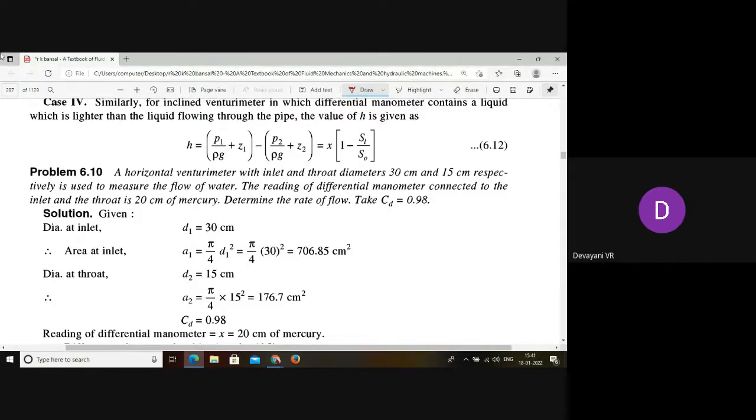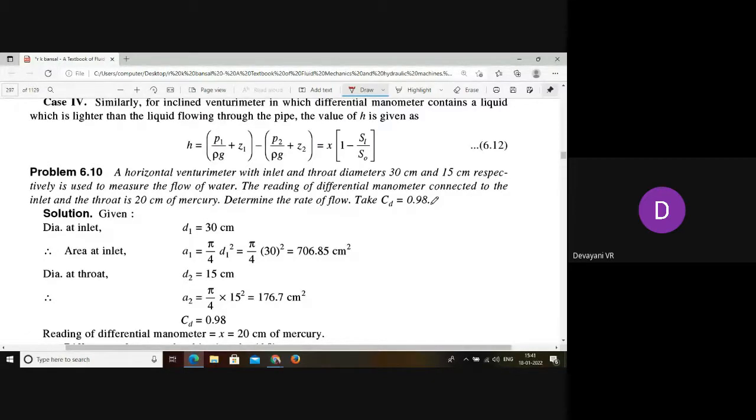and the reading of differential manometer connected to the inlet and throat is 20 centimeters of mercury. Determine the rate of flow. Take the coefficient of discharge CD as 0.98. Right. So the problem is given for the horizontal venturimeter.